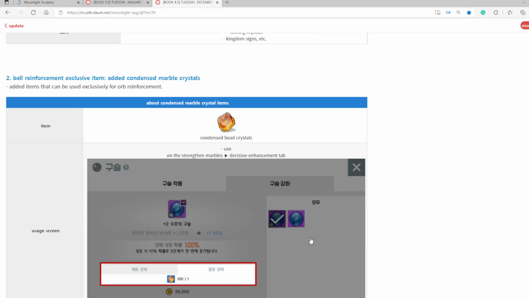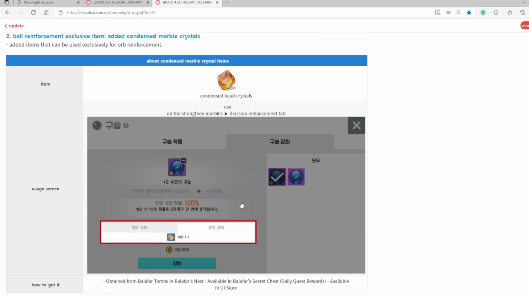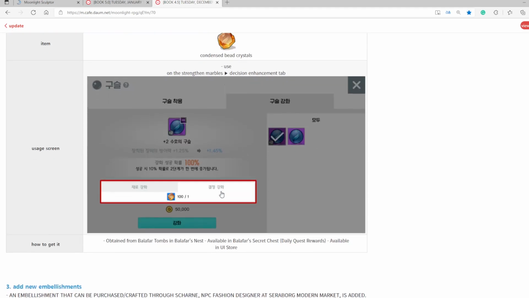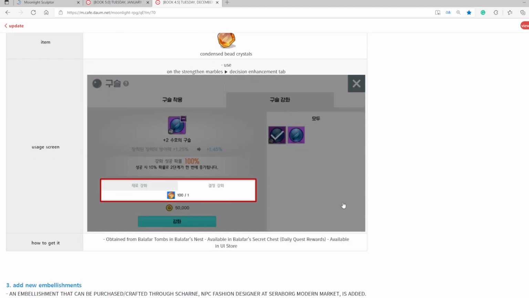And you have something new, which is the condensed crystal used to enhance the orb. So this is how it looks like, and it's actually used to strengthen it up. So it's almost similar to how we strengthen the sculptures, the rune pieces. So this is what will be added in, and how you could get it is actually at the Valifor. So you can see it's in the Valifor secret chest, the daily quest reward.